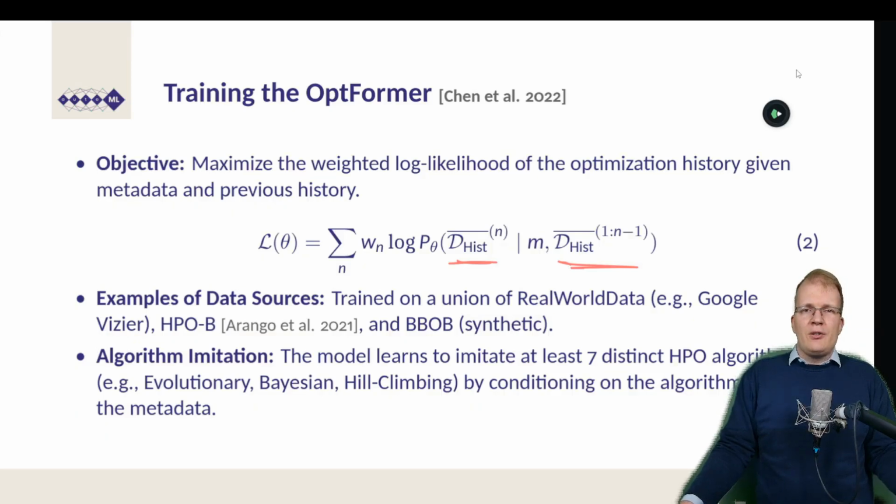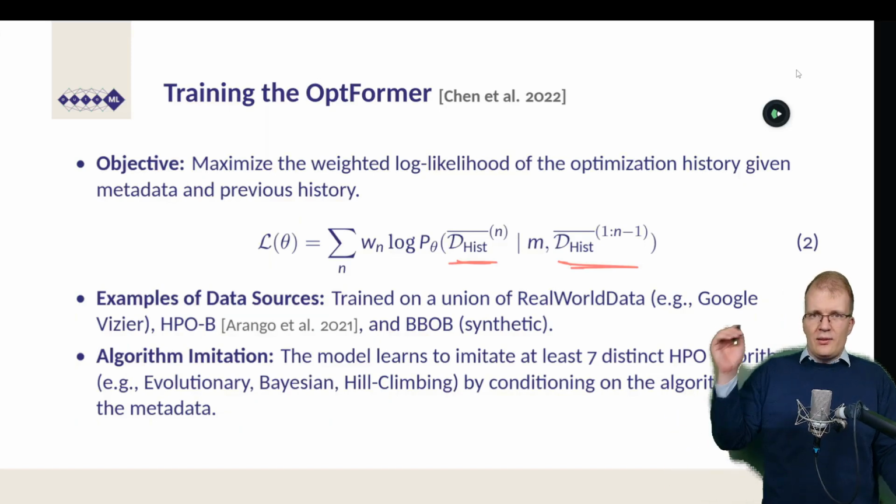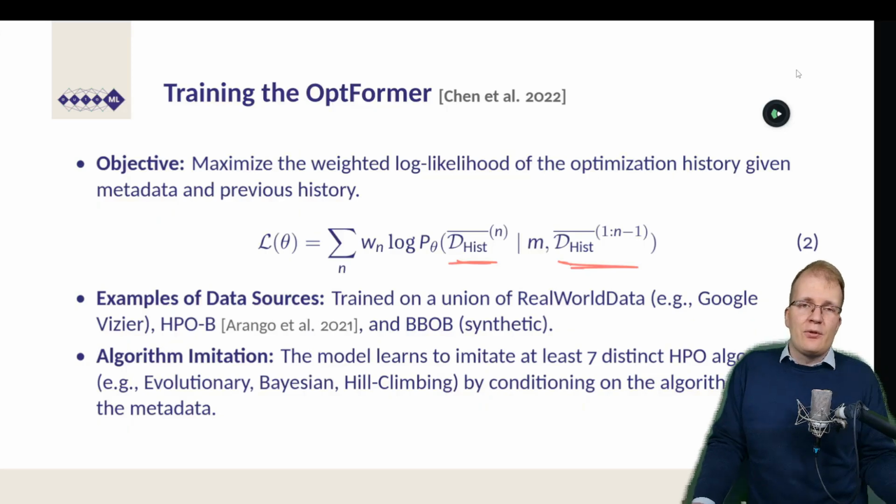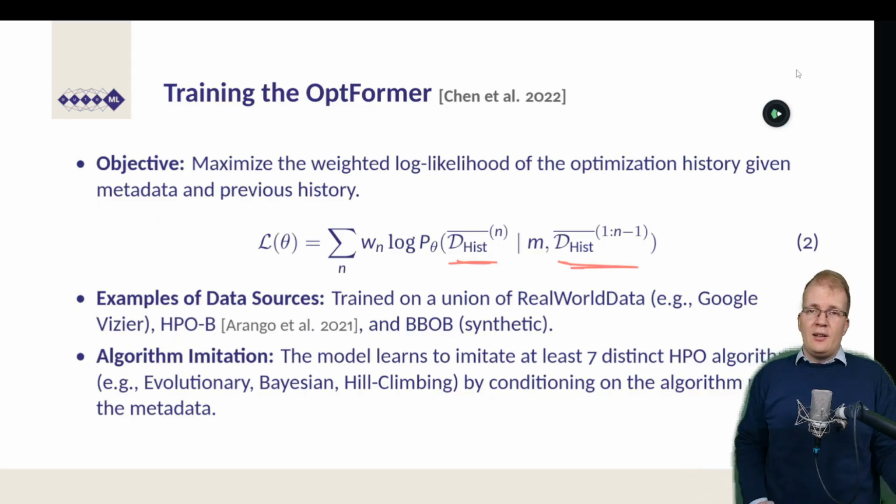And then what OptFormer is doing is that we should not only learn one very specific HPO algorithm. Of course, we could do that in principle, but why do that? It would be much nicer to say we imitate, let's say here, at least 7 distinct HPO algorithms. These are from evolutionary algorithms, Bayesian optimization, hill climbing, and so on. And what we can do is, in the metadata, simply condition our transformer on one very specific kind. So the transformer is not only learning one, but you as a user can even choose what you would like to imitate and see what performs best.